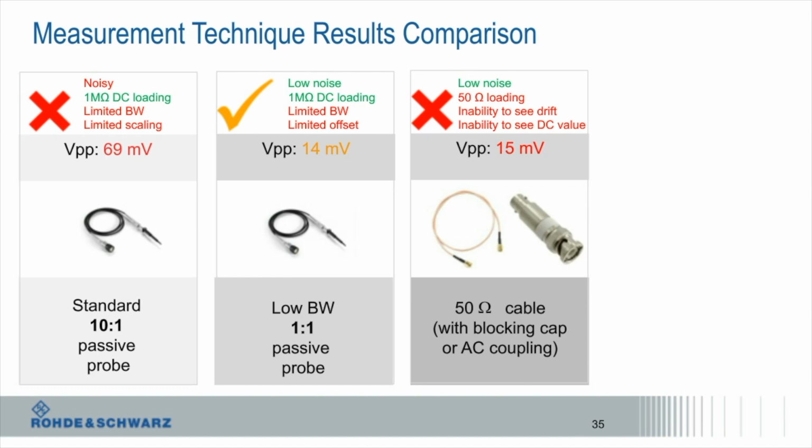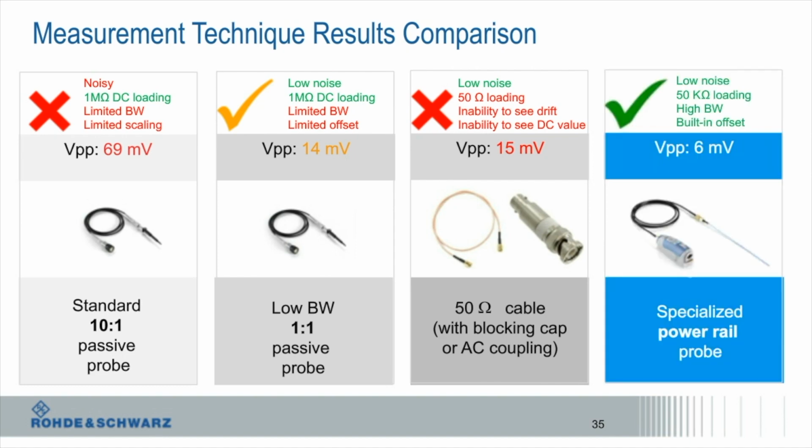The third approach that we had was using a 50 ohm path on the scope with or without AC coupling or a blocking cap. This achieved measurement results of 15 millivolts, but we were unable to see the DC value when we used AC coupling or the blocking cap, and unable to see drift, and this technique had a dramatic impact on the absolute DC value due to the 50 ohm loading. Hence, this method, as well as this first method, are not recommended.